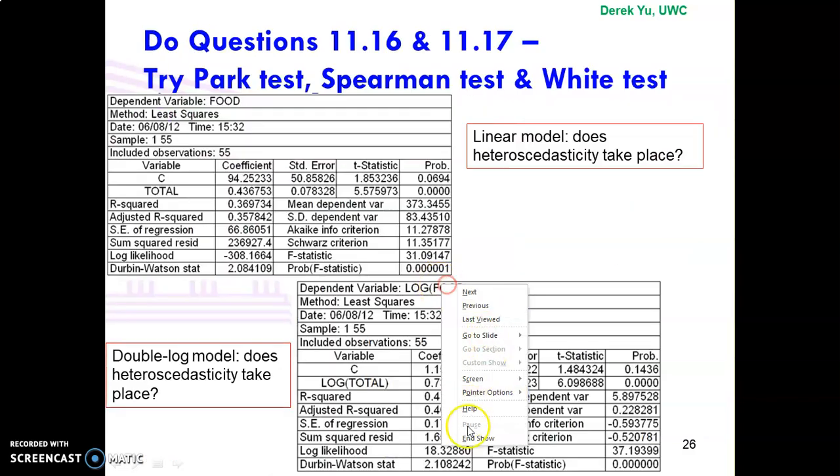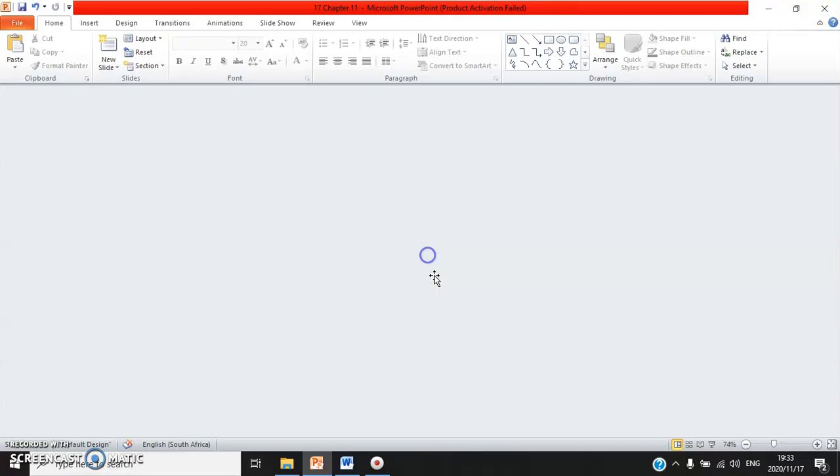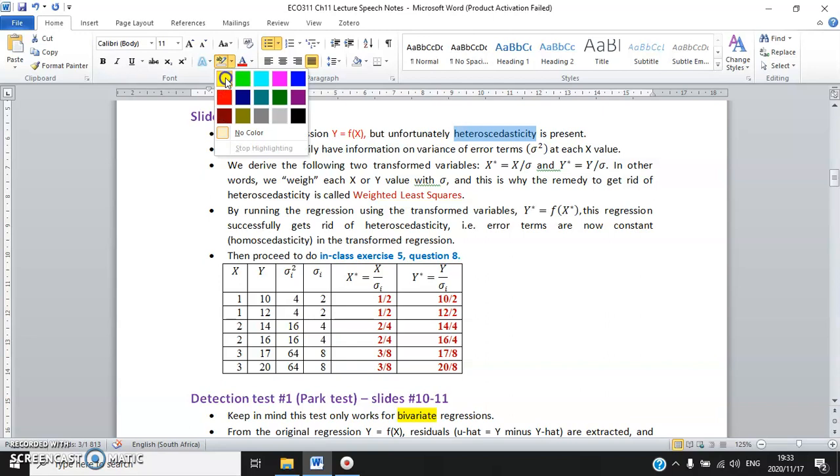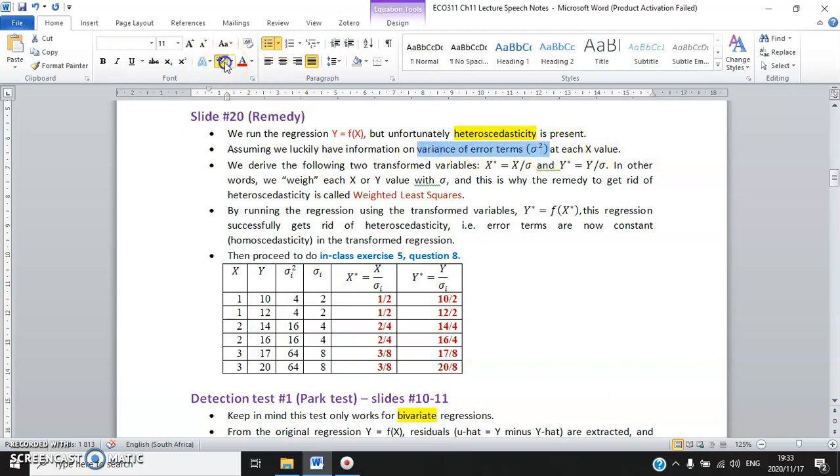But I also explain it nicely in your study guide, so let me rather open the study guide. Okay, so the story is as follows. This is my original regression, y as a function of x, but unfortunately heteroskedasticity is present. So we want to transform the x and y and rerun the regression so that we can get rid of heteroskedasticity. And luckily, for the weighted least square, we have to know the variance of the error term at each x value. I know it is hard for it to happen, but we just have to assume, according to this theory, weighted least square, we assume at each x value, we know the variance of error terms.